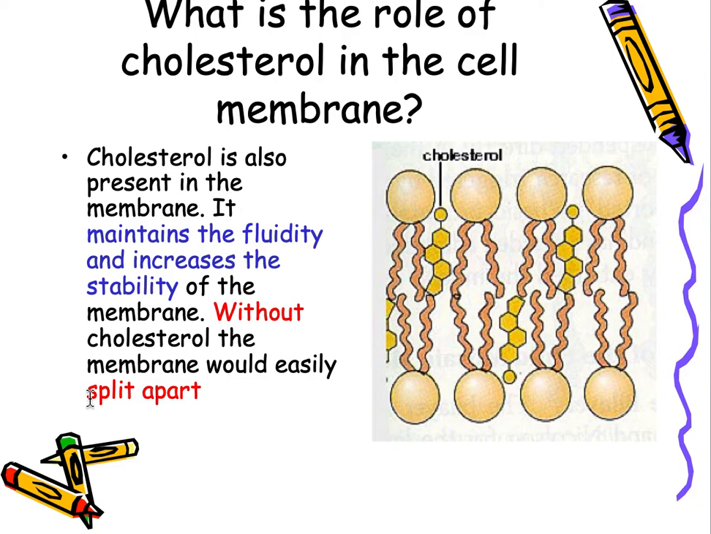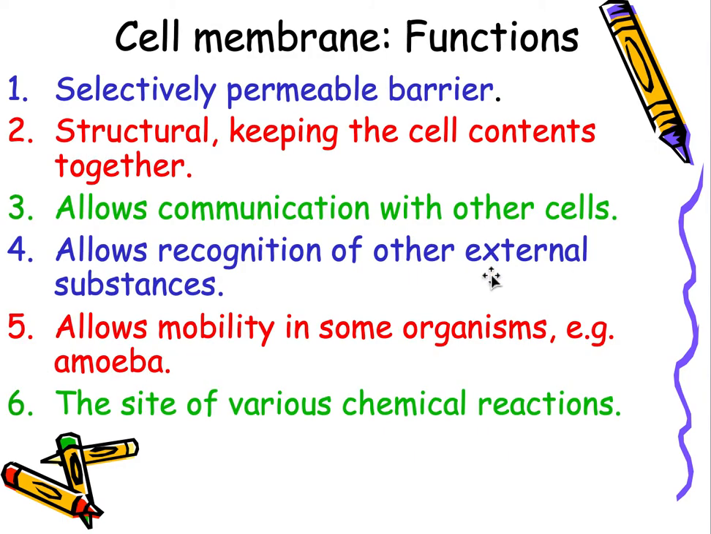When we build a wall, we can't just put bricks on top of one another, we need a sticky material. This sticky material, in terms of construction, is called cement, but in terms of the cell membrane, the cholesterol provides the sticky material. And if the cement, or the cholesterol, is not there, the phospholipids, which are the bricks of the cell membrane, will fall apart. I hope that makes it clear.